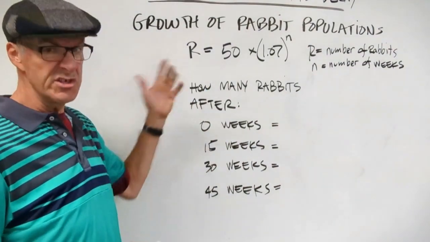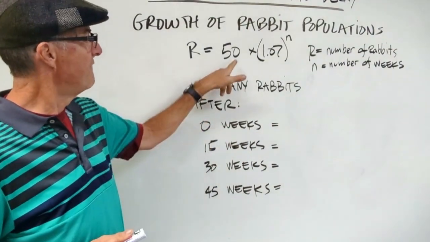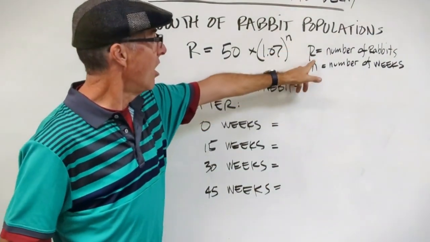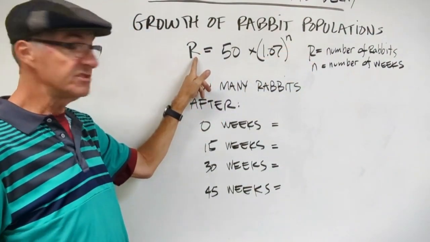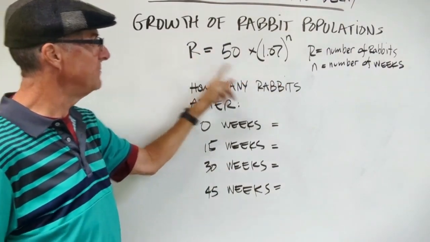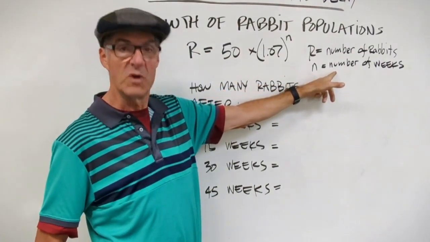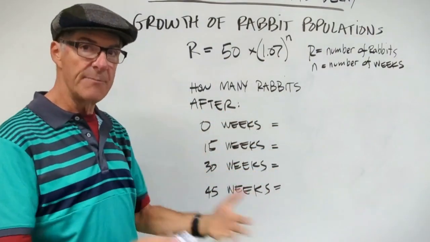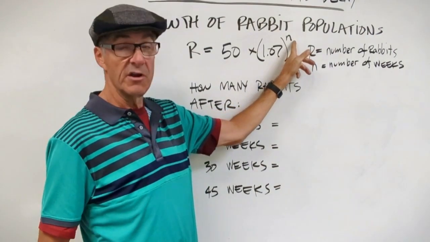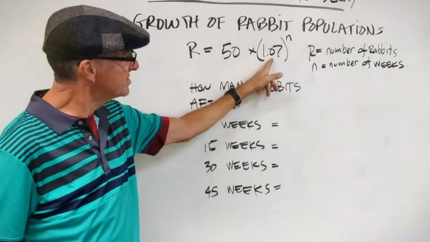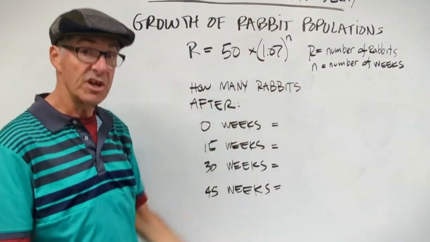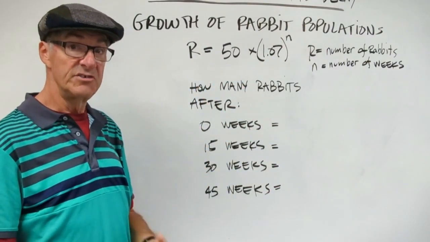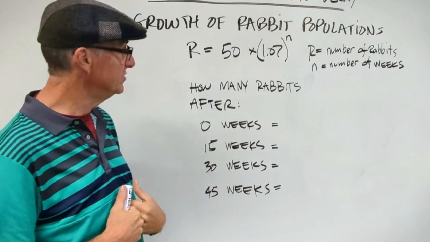So here is an equation that might model that situation. We have R equals 50 times 1.07 to the n power. R is the number of rabbits. So that's what our equation tells us is the number of rabbits. And n would be the number of weeks. So as this experiment goes down the timeline, weeks keep adding up. We're going to put a bigger and bigger number in there for n. And since this number is bigger than 1, it's going to cause the population to grow. So let's generate some numbers using this equation.